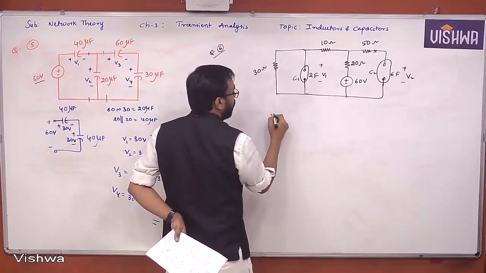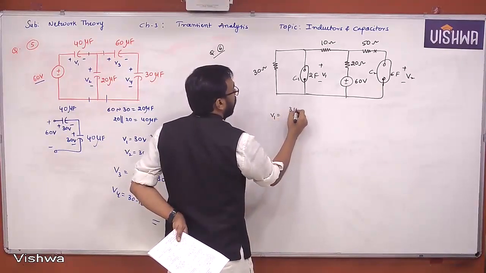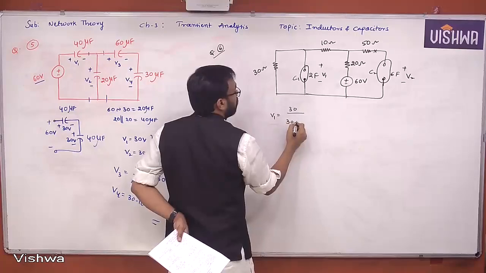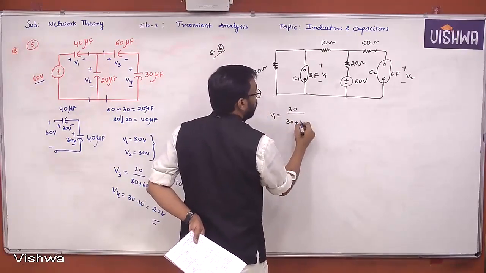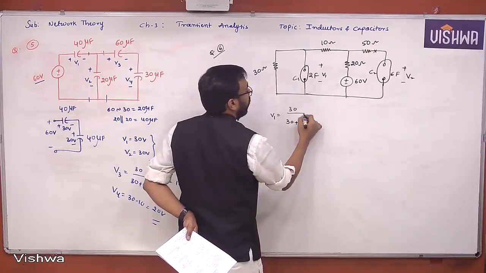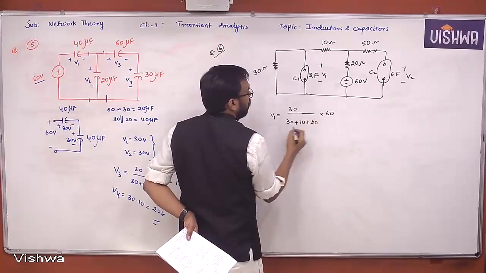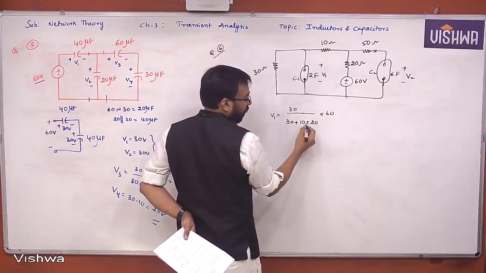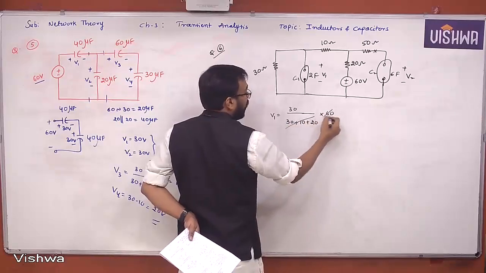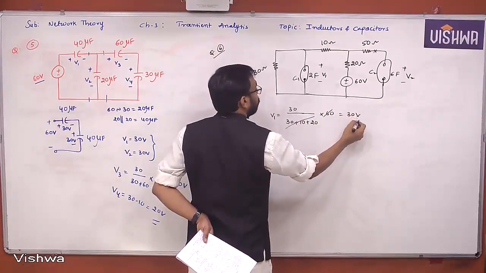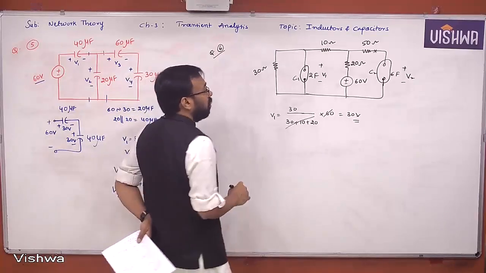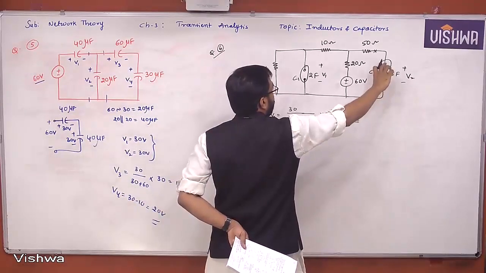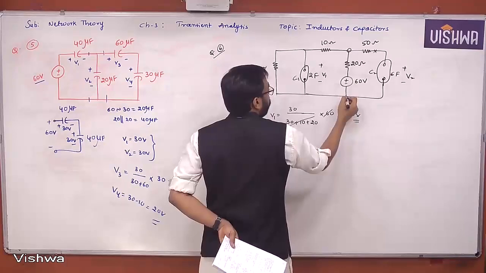The V1 can be calculated 30 by 30 plus, what is that? 30 plus 10 plus 20 into 60. So 30 plus 20, 50, 50 plus 10, 60. Therefore, total will get cancelled and you got 30 volts. Understand all of you? Okay. You got 30 volts.